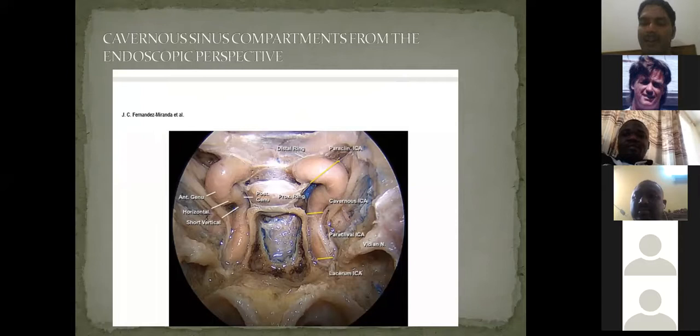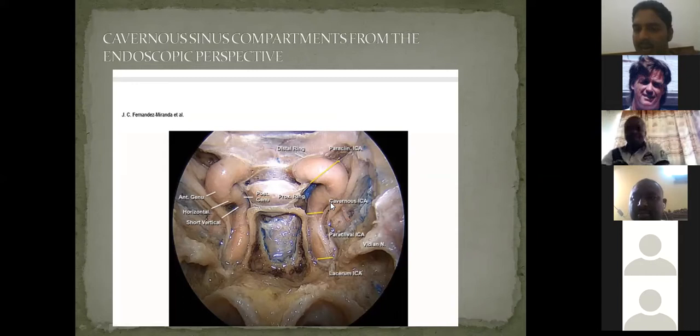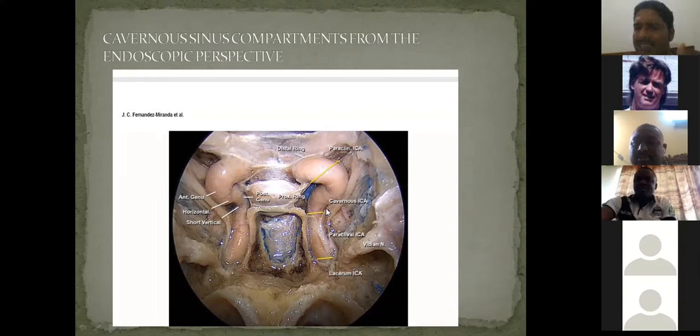Whereas if you have a lesion in the inferior compartment, we need to drill the bone over the cavernous carotid and remove the dura which overlies this inferior compartment. That is somewhat more challenging. You may need a transpterygoid approach to get a better exposure. It's always going to be a binostral four-handed technique, and in addition you may need a transpterygoid approach if you need to tackle the lateral cavernous sinus or the inferior cavernous sinus.